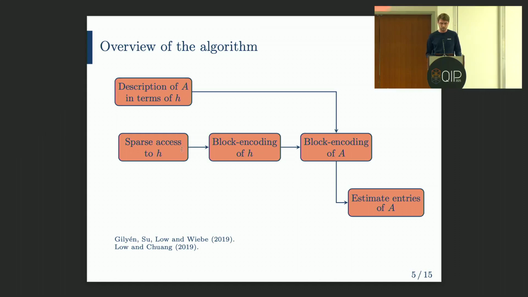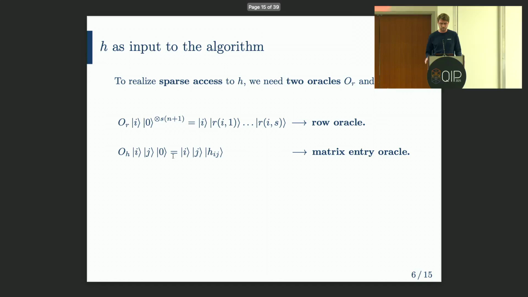So let's get into the first building block, which is the sparse access to h. So h is a matrix that has constant sparsity, but the total number of non-zero entries of this h might still scale with capital N. So if we want to realize our polylog n quantum algorithm, then we have to input h in a different way. And the way this can be done is through realizing sparse access to h. And this sparse access comes down to two oracles. The first one is oracle O_R, and the second one is oracle O_H. So these are the row oracle and the matrix entry oracle.